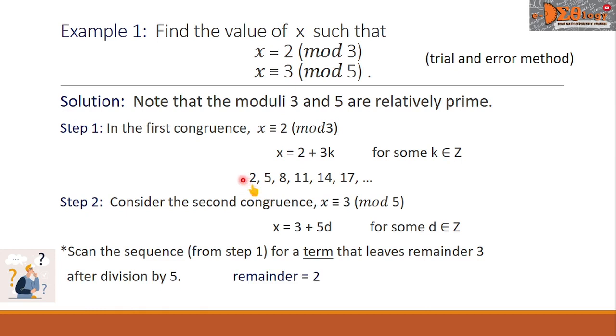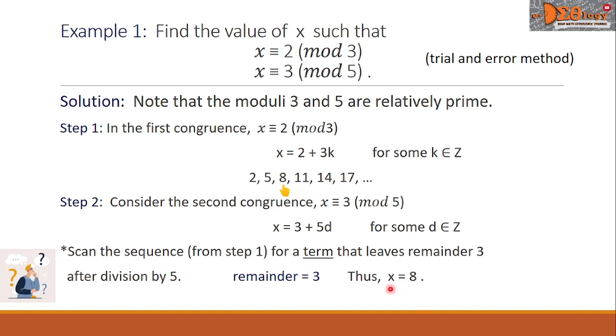2 divided by 5 is 0 and the remainder is 2. It means this number 2 is not our x. Let's go to the next term 5. 5 divided by 5 is 1 and the remainder is 0. Thus, this 5 is not what we want. Let's go to the third term, 8. 8 divided by 5 is 1 and the remainder is 3. So, this is our x. So we write here x equals 8.